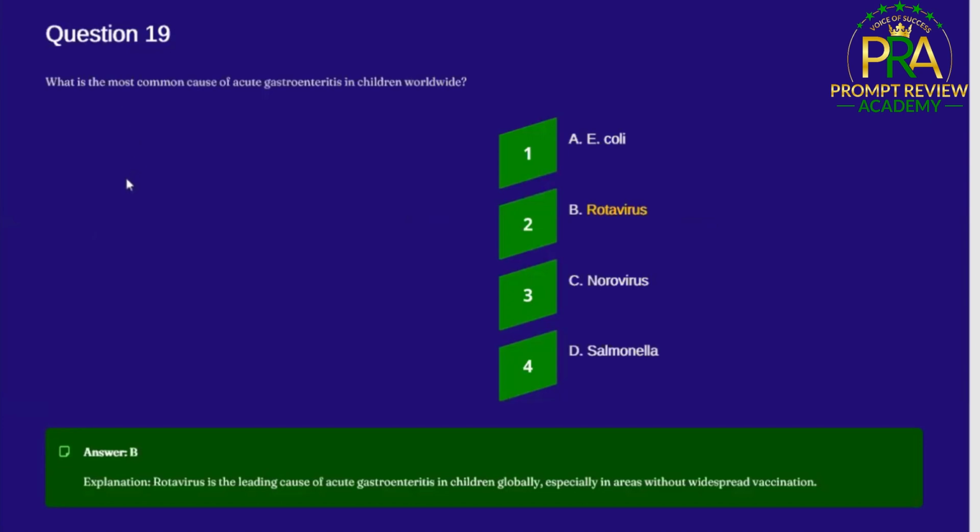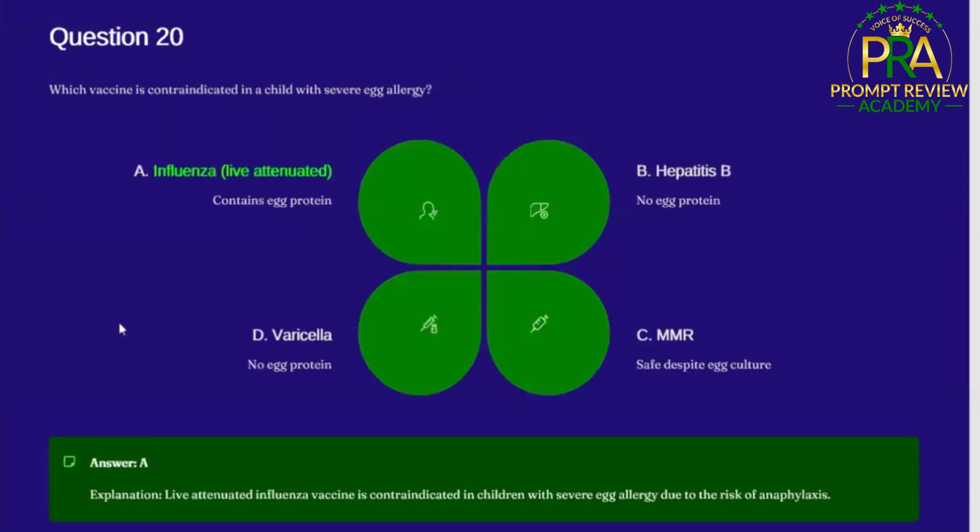Which of these is the most common cause of gastroenteritis in children? That is rotavirus. And which of these is contraindicated in children with severe egg allergy? That is influenza. So please, if you can do more questions from your book, that will be very helpful. Any other question?